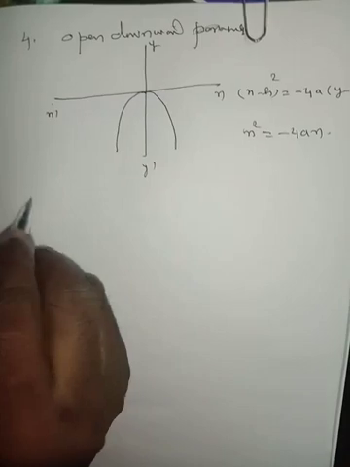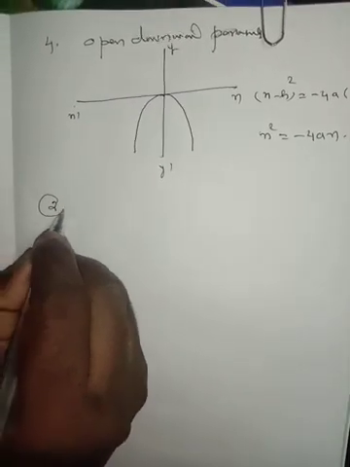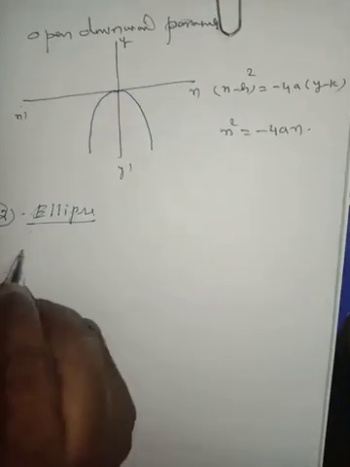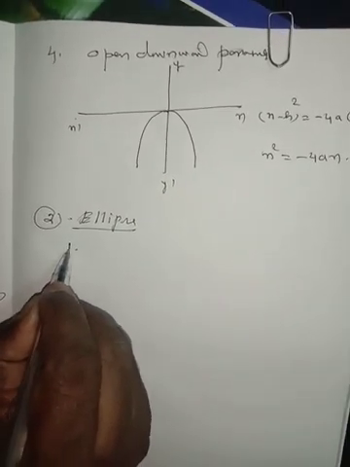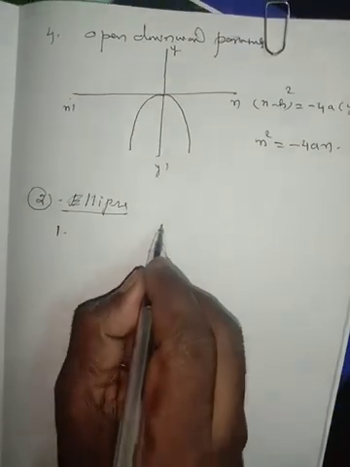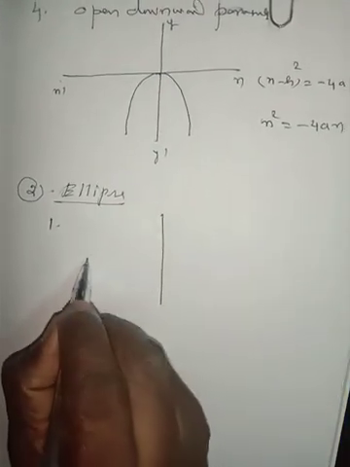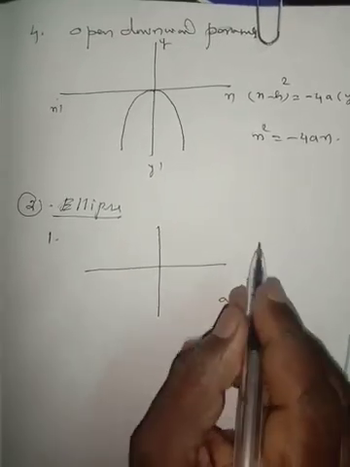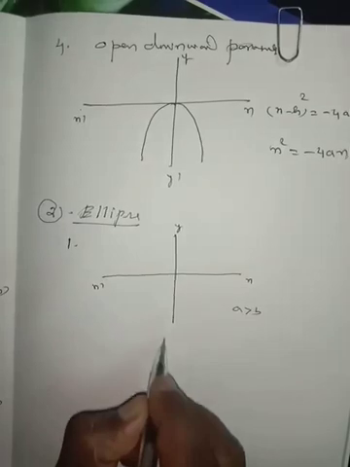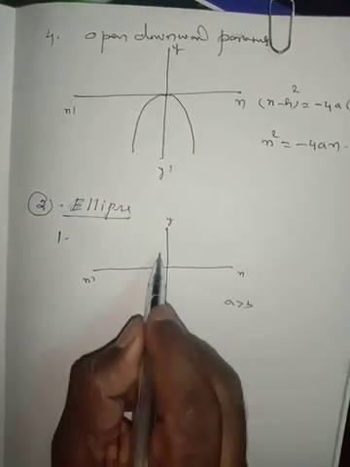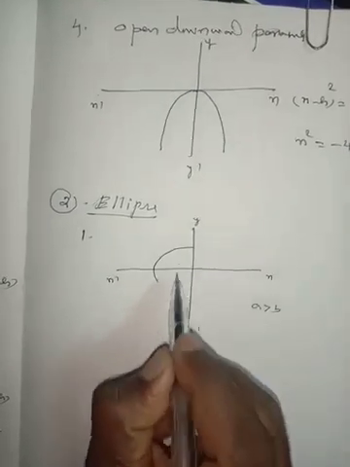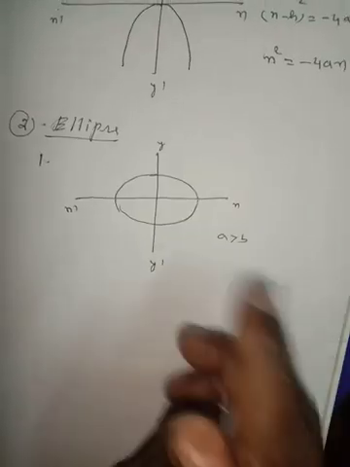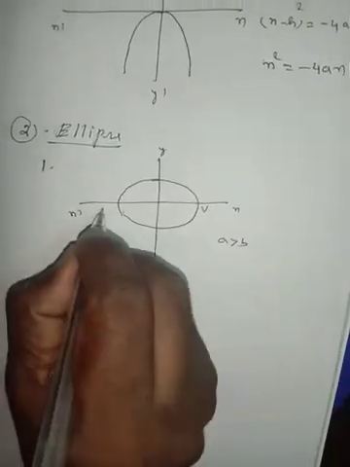Next, conic number 2, ellipse. There are two types. One is the major axis along x-axis. A is greater than B. The major axis is along x-axis. X dash, y, y dash. The shape of the diagram is this.